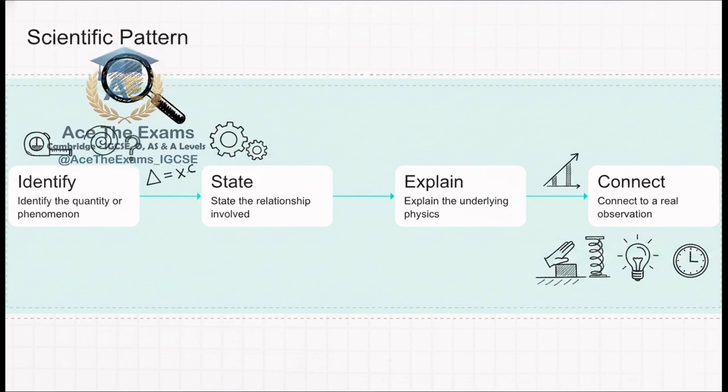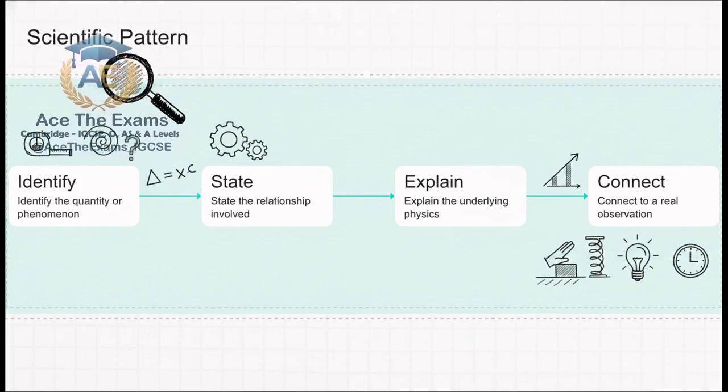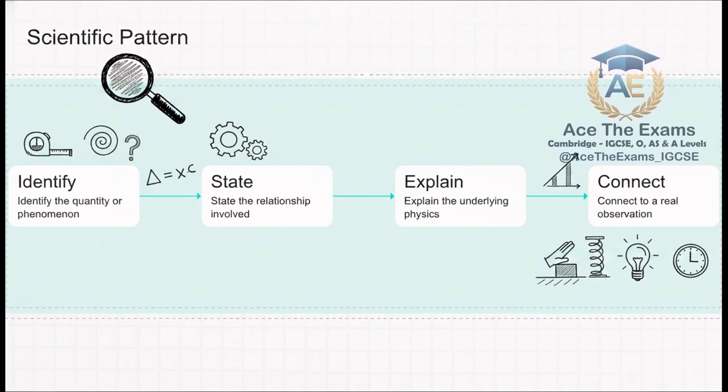Third, explain the underlying physics. If you're looking at a graph, what does the slope physically represent? Is it acceleration? Is it resistance? And fourth, connect it right back to a real observation, an experiment, or mechanical device.